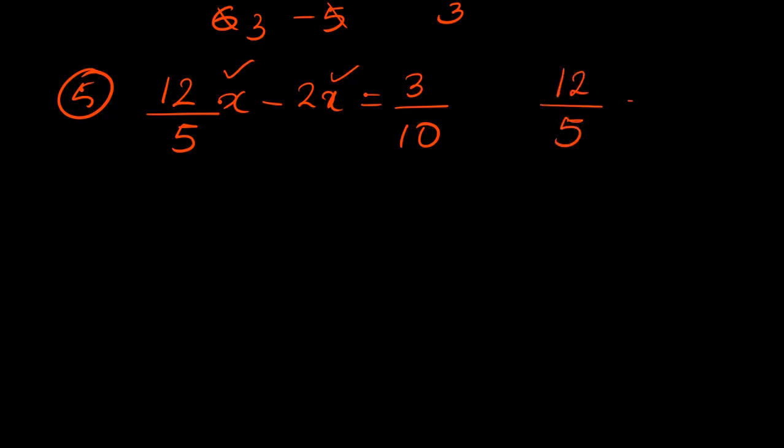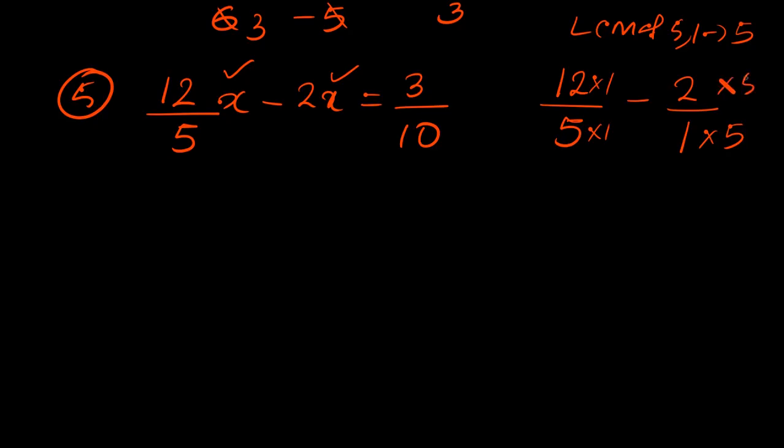12 over 5 minus 2. Just 2 means it's 2 over 1. Then the LCM of 5 and 1 is 5 into 1, 5, since they don't have any common factors. So here it is already 5 times 1 times 1. Here you have to make it 5. So the equation changes to 12 over 5 minus 10 over 5, which is equal to 2 over 5.